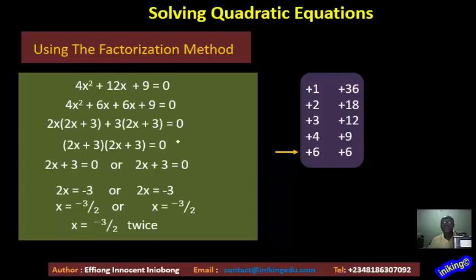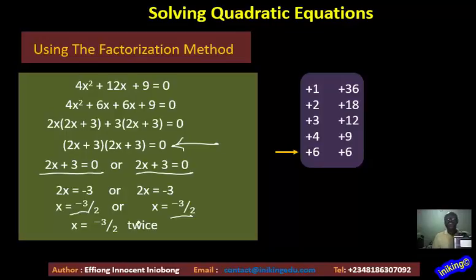So that's where we are now. And there, we know that 2x plus 3 multiply 2x plus 3 equals 0. So two numbers multiply to give us 0. What does that imply? It means one of them must be 0, which means that 2x plus 3 is equal to 0, or the second 2x plus 3 equals 0. Of course, solving these, we have that x is equal to minus 3 over 2, and here x is equal to minus 3 over 2. Yes, we can simply state that x is equal to minus 3 over 2 twice.